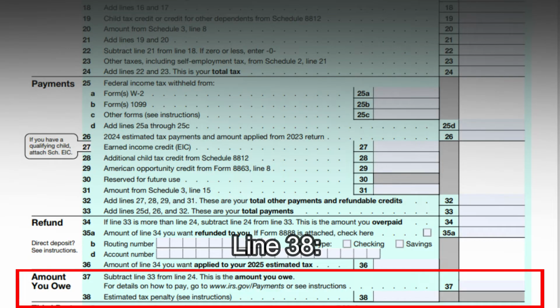Line 38, this is where you may enter any estimated tax penalty. If you didn't pay enough through withholding or estimated tax payments and you owe a significant amount of tax, the IRS may charge you a penalty. This line will only apply if the IRS determines you're subject to a penalty, and you'll find details on how to calculate it in the instructions or through an online tool.